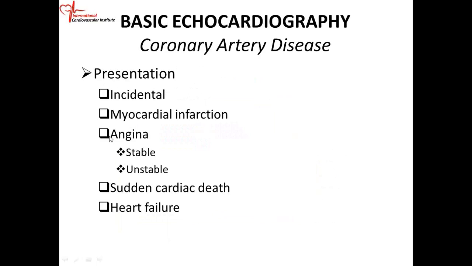Or if you just have obstruction to the blood flow in the blood vessel, because the heart muscle is not getting sufficient blood, they can present with angina, and the angina can be unstable or it can be stable. When we say that the angina is unstable, what we're saying is it's either new onset. So when someone has angina for the first time, we say it's unstable angina.